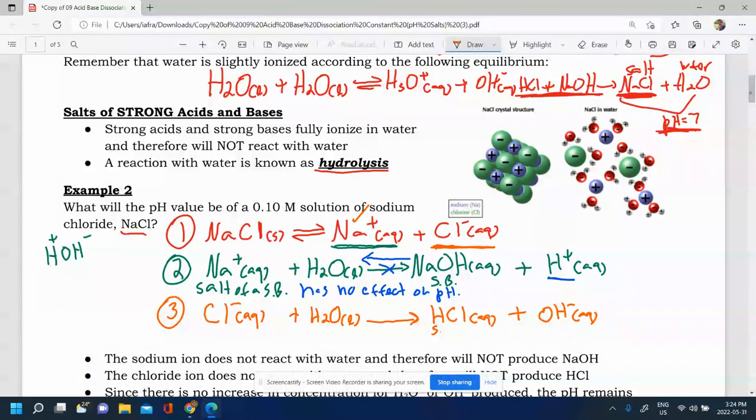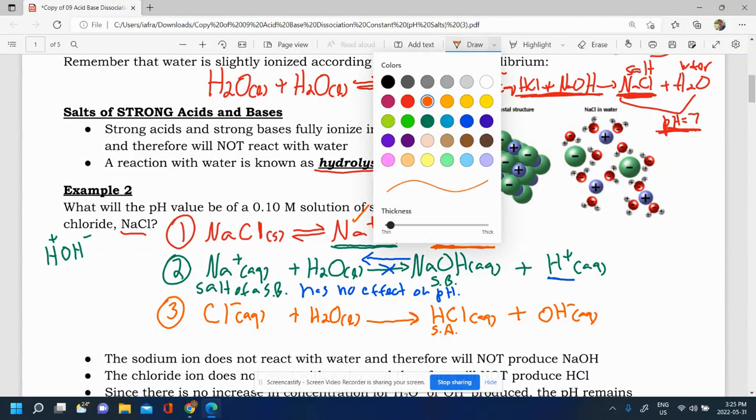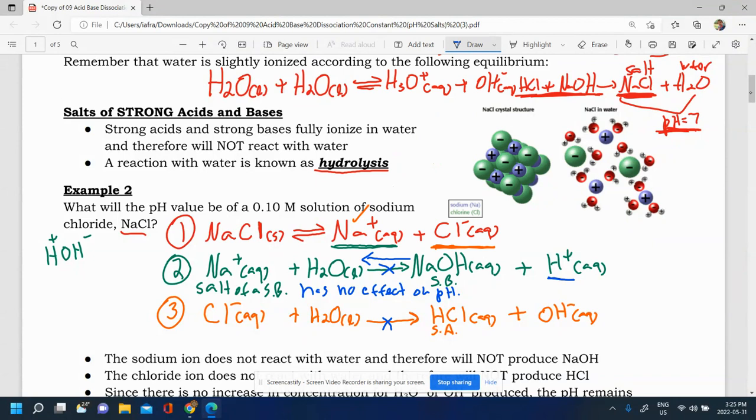HCl is a strong acid. HCl does not want to be reformed from Cl-. HCl will ionize 100%. So this direction that we saw here is not going to happen. It's actually just going to stay this way. Cl- will not go and reform HCl in water because HCl ionizes 100%. The equilibrium lies towards ionization.